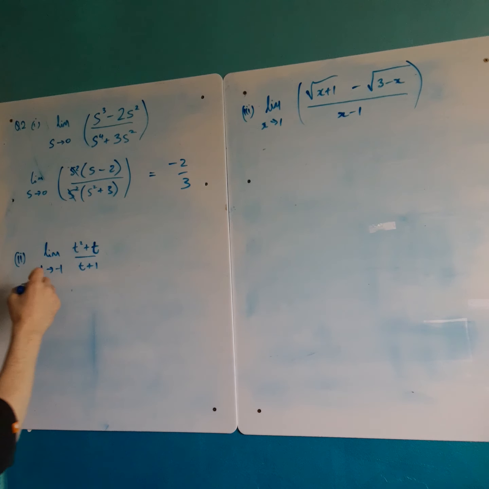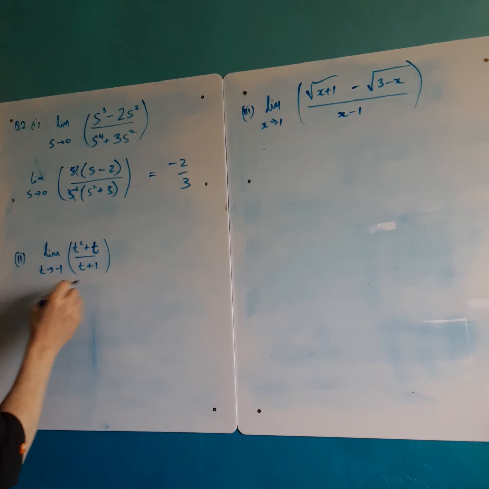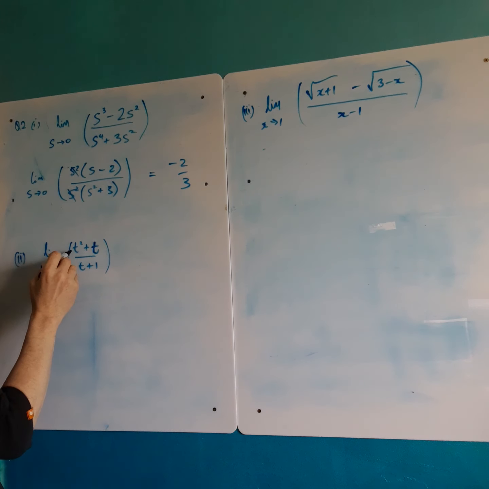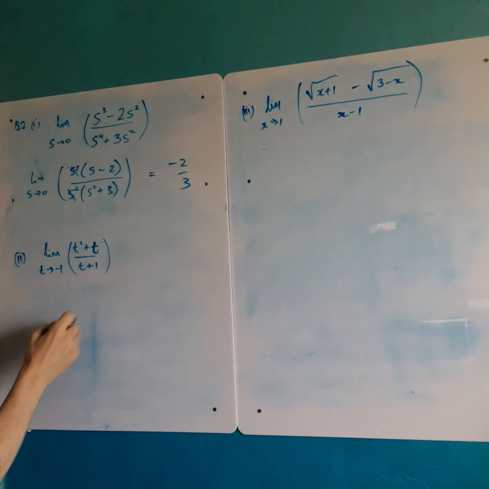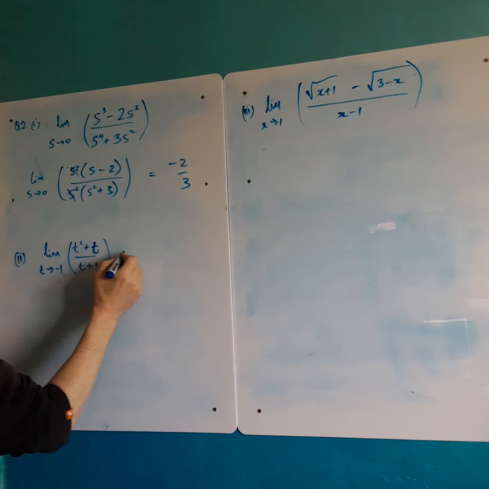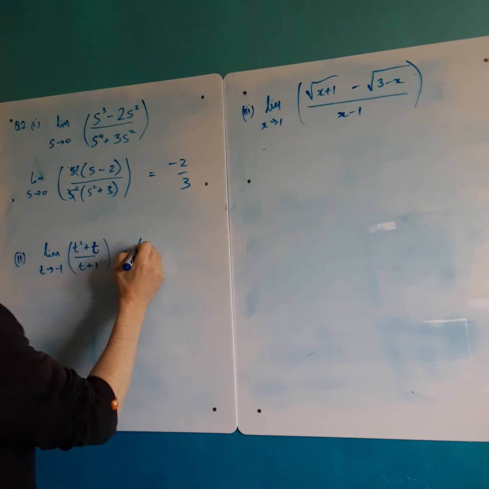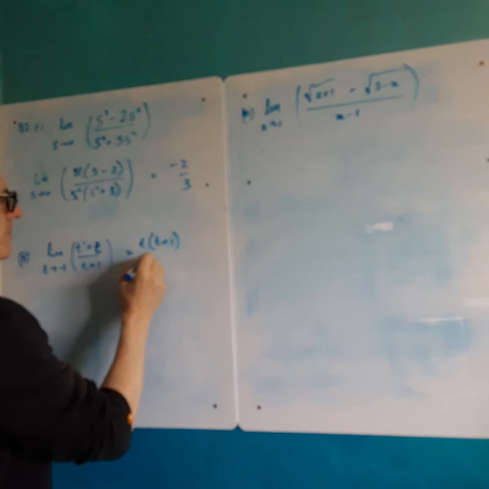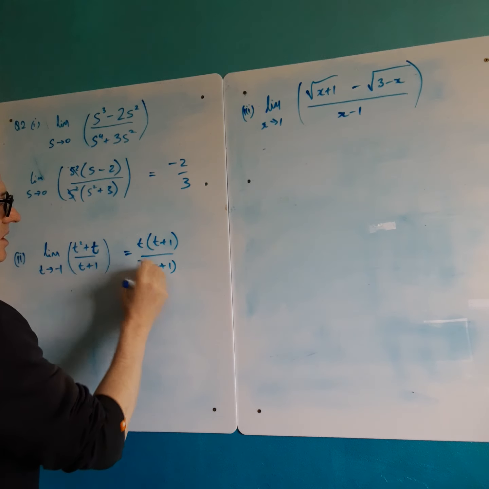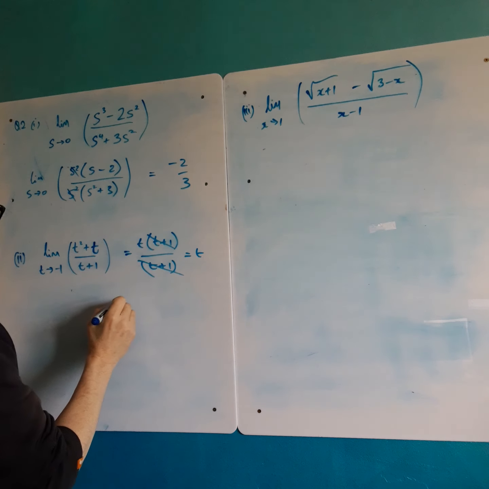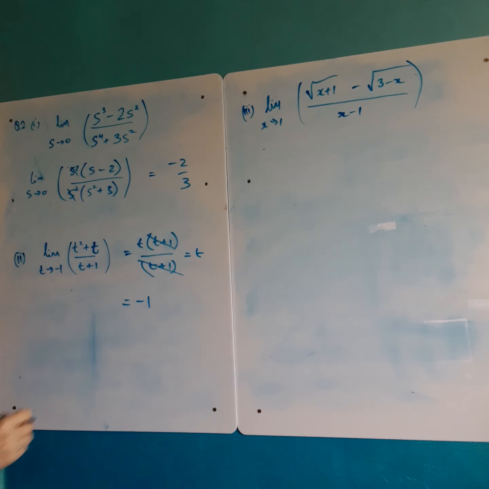Okay, for the second one, it's something similar. Again, if I sub in t is minus 1, I end up with division by 0 again here, and minus 1 squared is plus 1 minus 1. I end up with 0 over 0 again. But it's a bit more obvious this time. I can factorize t out of that, so it's t into t plus 1 over t plus 1. They will cancel, I'm just left with t. So in this case it's minus 1. So the limit of that is minus 1.